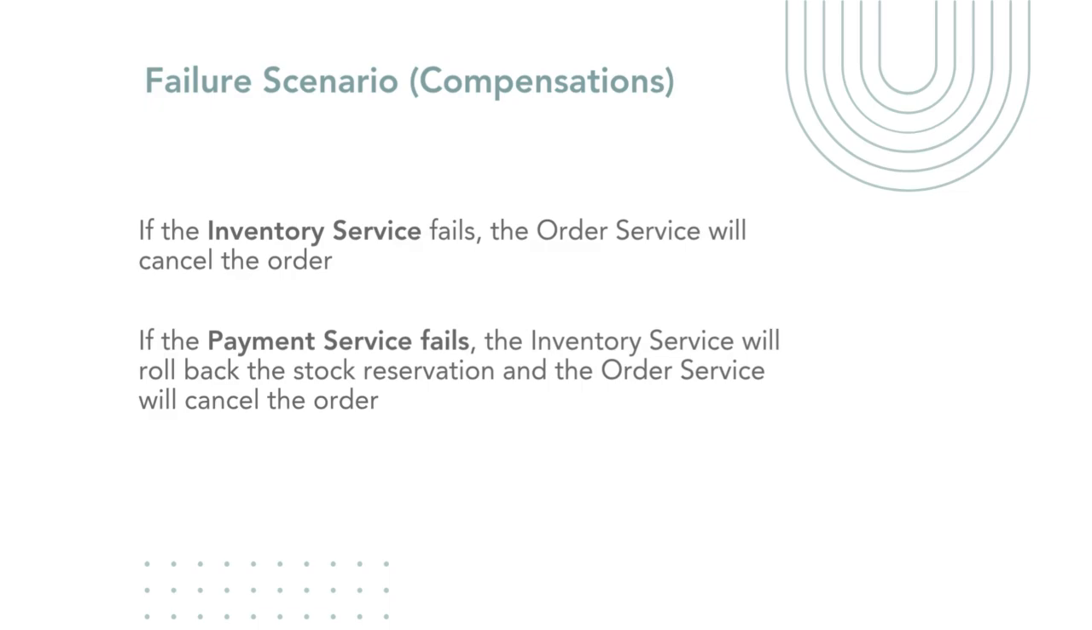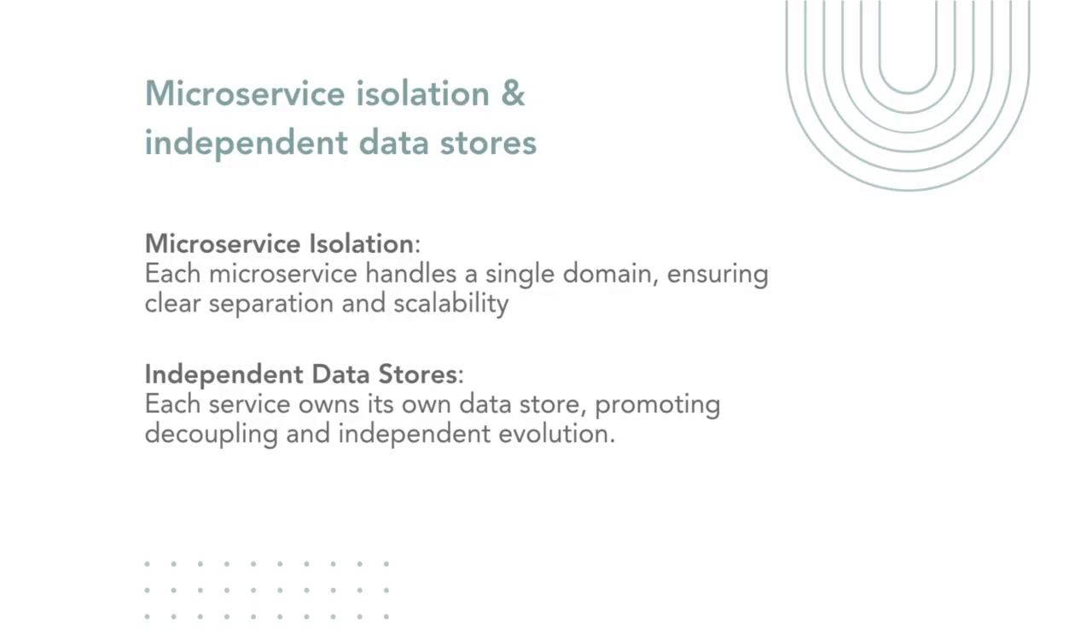If the inventory service fails, the order service will cancel the order. And if the payment service fails, then the inventory service will roll back the stock reservation, and the order service will cancel the order. So we've got microservice isolation and independent data stores. With the isolation, each microservice handles a single domain, ensuring clear separation and scalability. And with the independent data stores, each service owns its own data store, promoting decoupling and independent evolution.